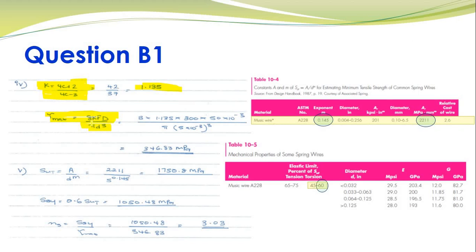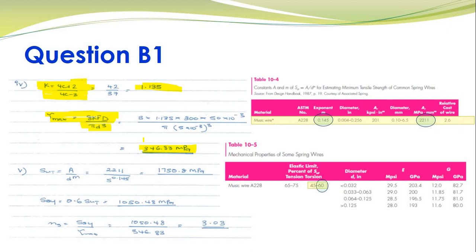Now substitute everything into this equation. 8 times K times your F max again, because we're looking at tau max, and then your spring diameter was 50 mm, wire diameter was 5 mm. So substitute all these variables in this equation, and you get your maximum shear stress to be 346.83 megapascal.